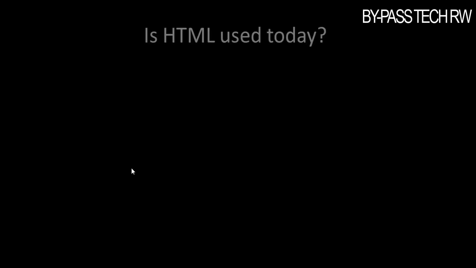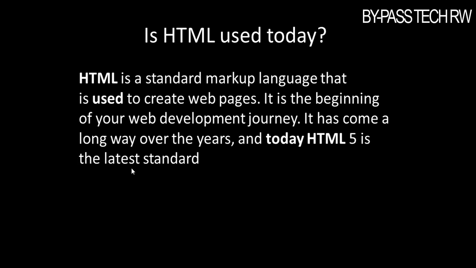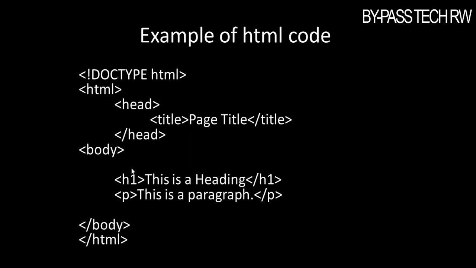Okay, you can ask yourself, is HTML still used today? Yes, it is used. Today we use HTML5, which is the latest version of the HTML standard. This is an example of HTML code. You see, these are the instruction lines, or instruction codes. I will show you how to make it and how to write it. You can write these codes by using many different tools. I will show you some of them.